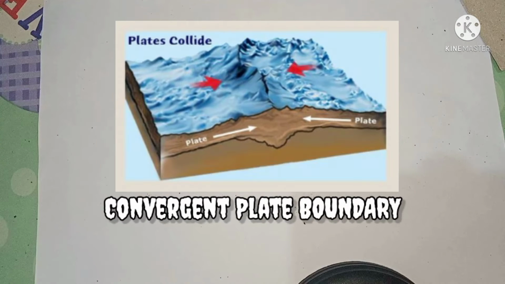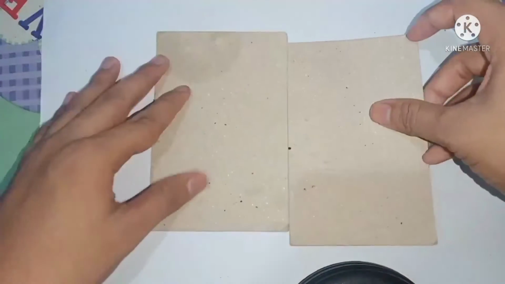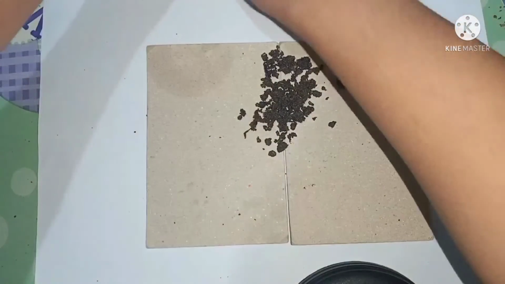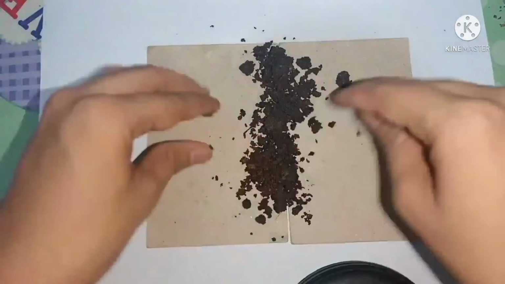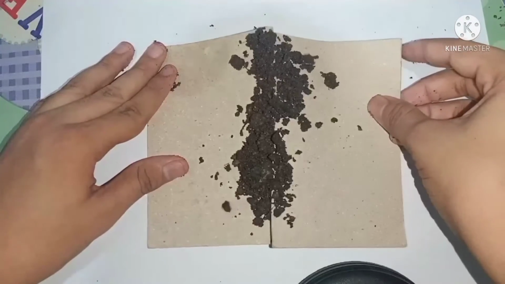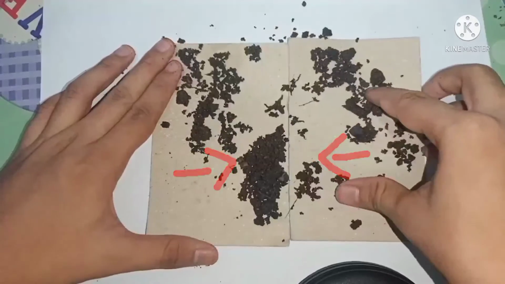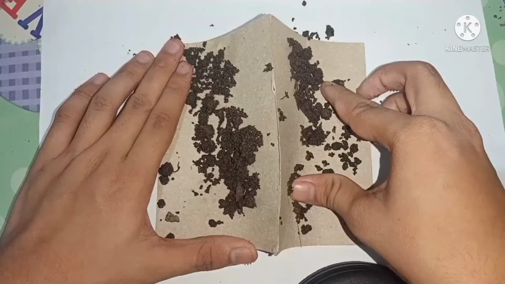The next type of plate boundary that I will show is a convergent plate boundary. To effectively perform this activity, let's just repeat the first two steps that we have performed in the previous simulation. The difference is that, instead of pulling apart, we will make the two cardboards collide, until the area at which the two cardboards meet was elevated.